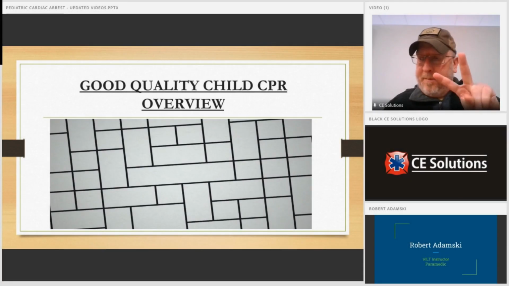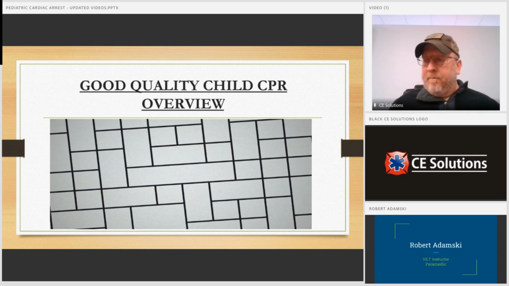Two-person child CPR, or pediatric CPR. Now, a couple of takeaway messages with that. Notice as soon as the AED became available, they applied the pads and started using the AED. That's critical. As soon as the AED shows up, you need to use it. All right, so that was the first takeaway message.